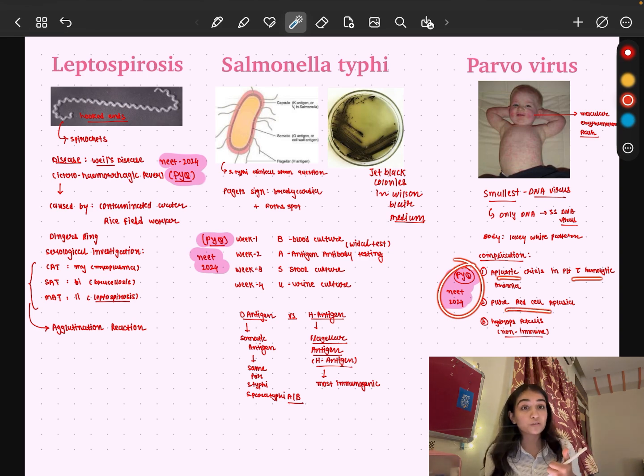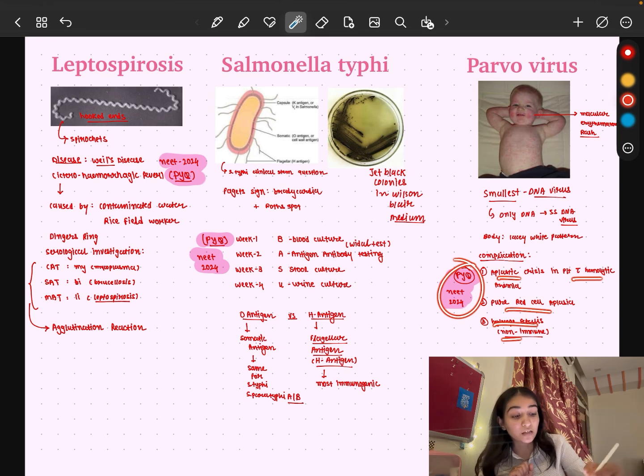Then it also causes pure red cell aplasia and hydrops fetalis. So we know in OBGYN we study about hydrops fetalis a lot. So we have two types of hydrops fetalis. One is immunogenic and one is non-immunogenic. So parvovirus causes non-immunogenic hydrops fetalis. What causes immunogenic? It is Rh negative pregnancy, and that's your predominantly obstetric causes. Here it is non-immunogenic hydrops fetalis, which is predominantly caused by parvovirus.